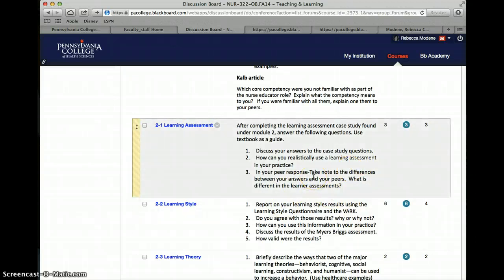And then your third is with your peer responses. When you're responding to your peer, make sure that you're noting the difference in your learner assessments, because you would all be doing the same case study, that case study number 3, and see what your differences are. So there's not exactly right or wrong answers. There's just your interpretation of how learning assessments are done based on your understanding of the book, and then how you're applying it to the case study.